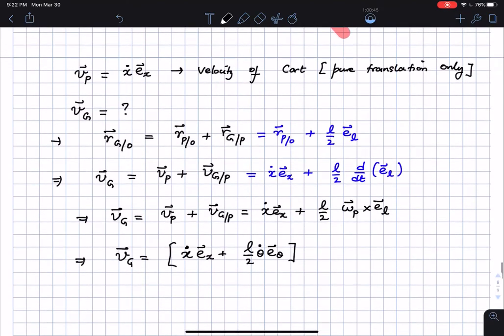So I have two things now. Let me just put a box around them. One is the velocity of the cart itself, and the other is the velocity of the center of mass of the pendulum. So that's this creature here.